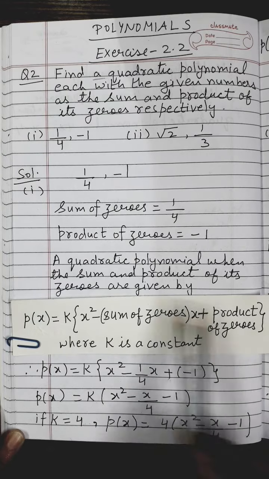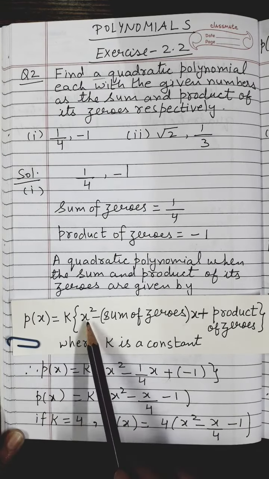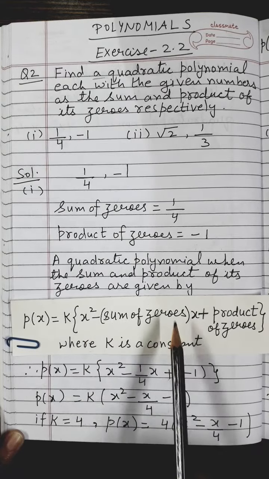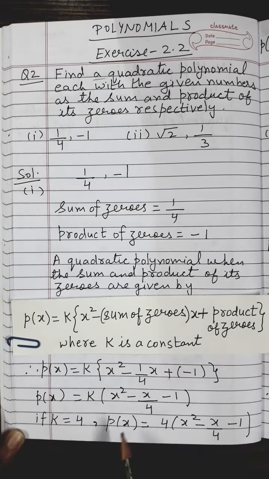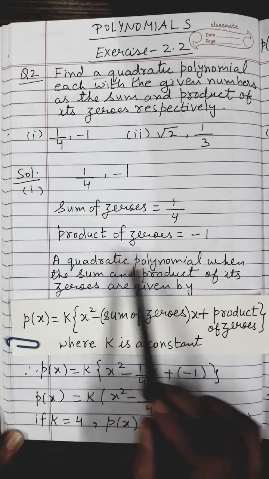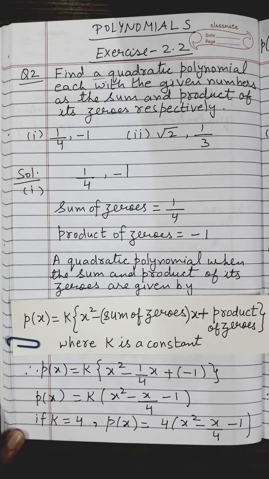Now what do you see in this formula? p(x) is the polynomial which you have to find out, k is a constant, x is the variable, sum of zeros is given in the question, product of zeros is also given in the question. What you have to do is simply substitute these sum of zeros and product of zeros in this formula, and for that of course you will have to remember this formula. So children, learn this formula in order to do this question. With the help of this formula the question becomes very easy.